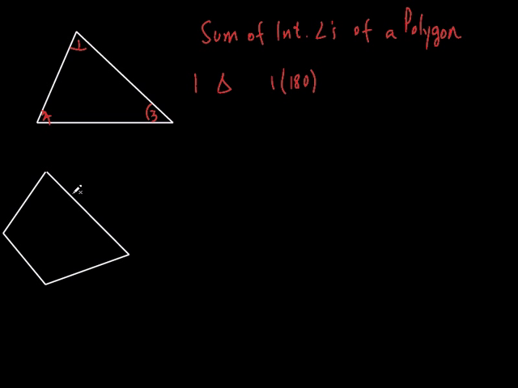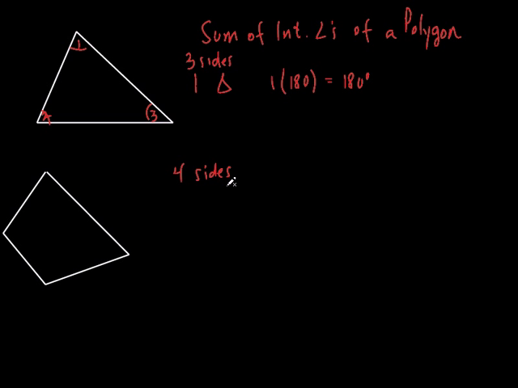Now I have a 4-sided figure. I had 3 sides up here, so let me write that. If I have 3 sides, I have one triangle, and 1 times 180 is 180 degrees. This time I have 4 sides. Let's write that down. And you'll see a little pattern developing here. We'll do about 2 or 3 of these.